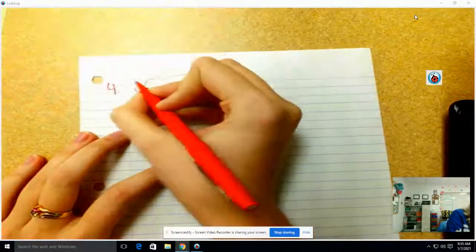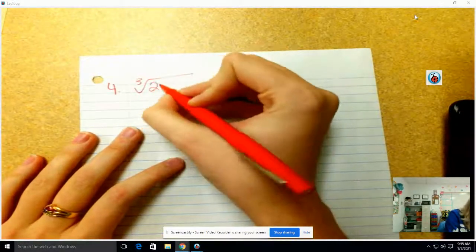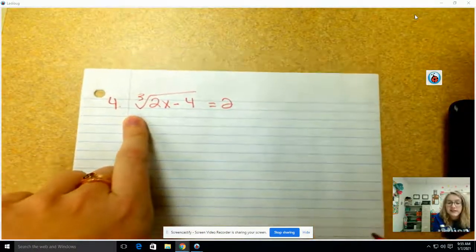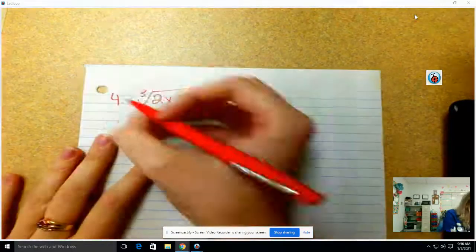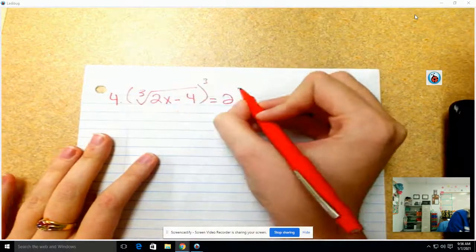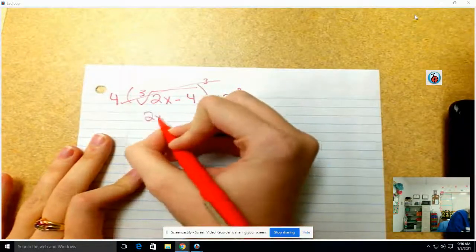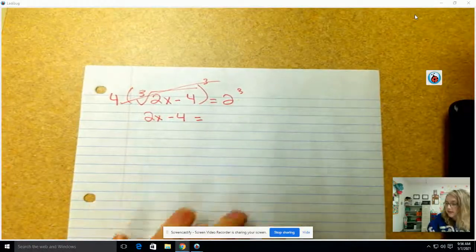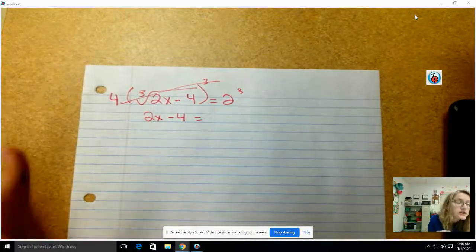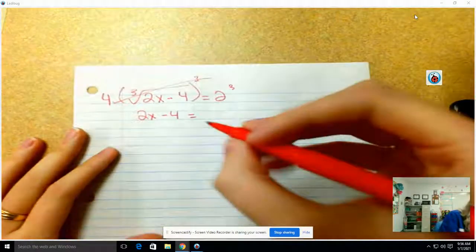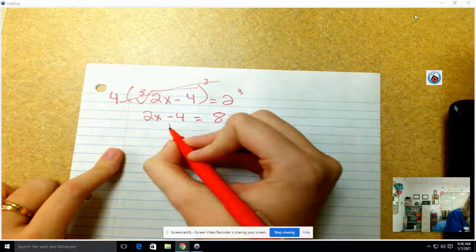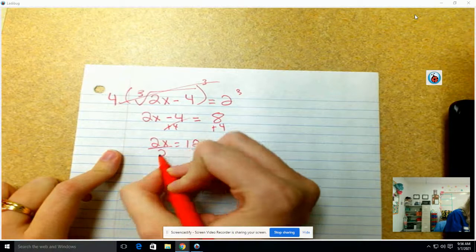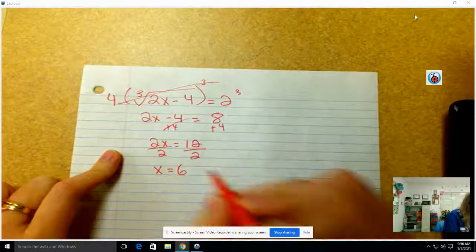So this one is going to be the cubed root of 2x minus 4 equals 2. Our index is a 3, so we're going to have to raise this to the third power or cube it. That's going to cancel that out. We're going to be left with 2x minus 4 equals 2 to the third power, which is 2 times 2 times 2, which is going to give us 8. We're going to add 4. 2x is going to equal 12. Divide by 2. X is going to equal 6.